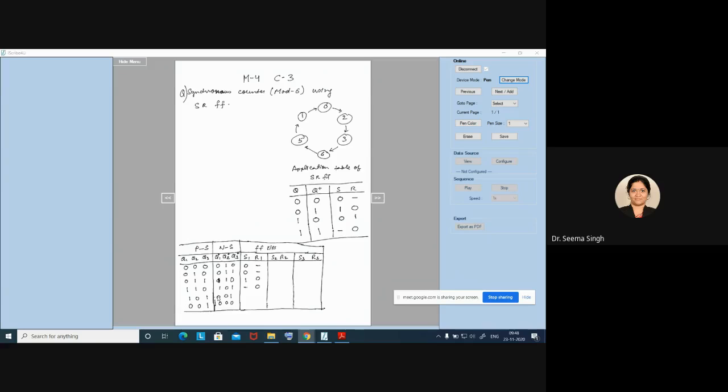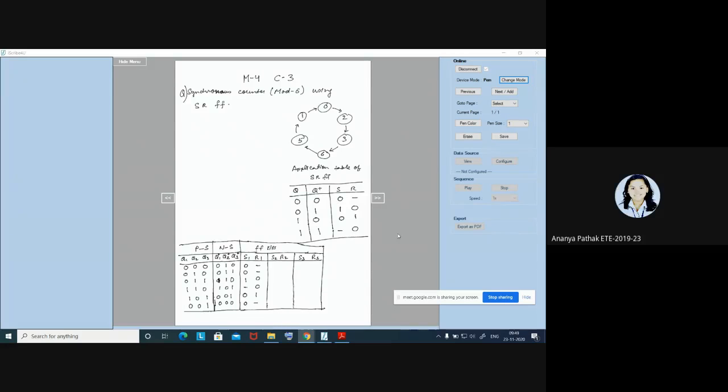Next is 1 to 0. 1 to 0 is what? The third row. If you want change from 1 to 0, SR should be 0 1. Last one is 0 to 0. So 0 to 0 is again the same as our first row here, 0 dash. Is this clear?